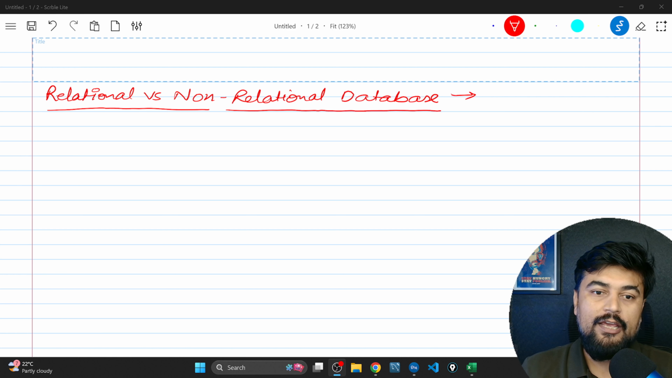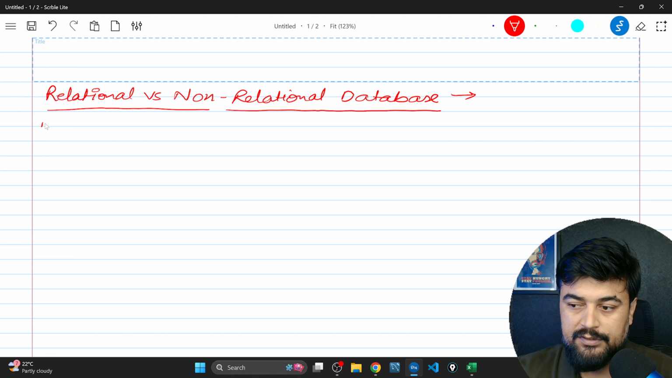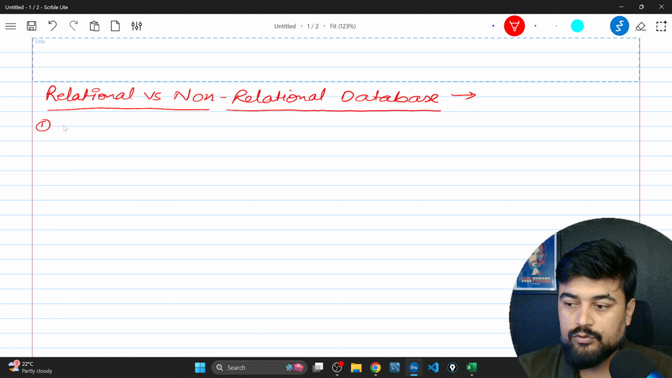The topic for today you can see on the screen, that is going to be relational database versus non-relational database. Okay, so now without wasting your time, let's move forward. So number one, relational database is something which we are going to cover here. As the name also says, so let's talk about it. Let me write.